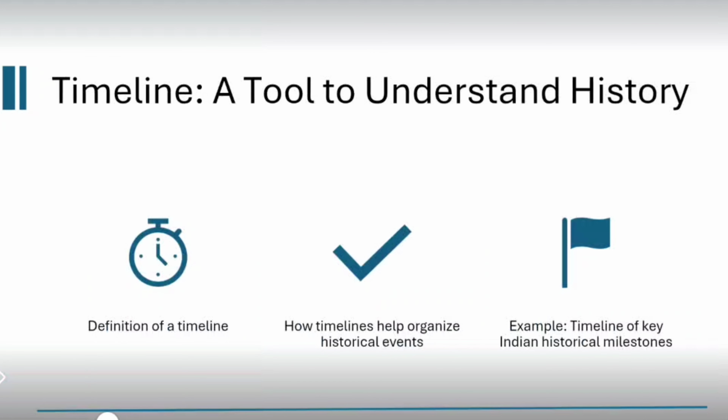Let's consider timeline. What is a timeline? Timelines are visual tools that help us organize events in chronological order. They allow us to see patterns and cause-effect relationships. For instance, mapping key events in Indian history from the Indus Valley civilization to the independence of India shows how our society evolved.